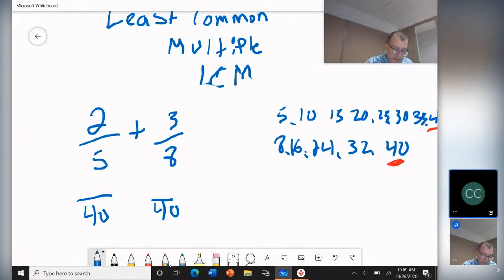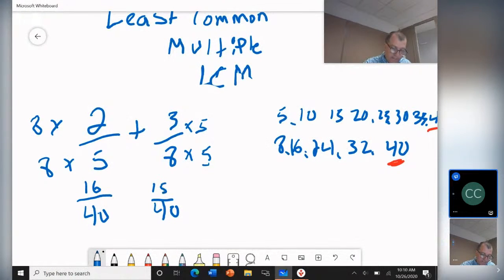Okay. And what times 5 equals 40? Well, that's going to be 8. And once again, if we multiply the bottom times 8, we have to multiply the top times 8. So 8 times 2 is going to be 16. And then 8 times what equals 40? That's going to be 5. 1, 2, 3, 4, 5. And then if we multiply the bottom times 5, we have to multiply the top times 5. So that's going to be 15. So then you just do 15 plus 16 is 31 over 40.